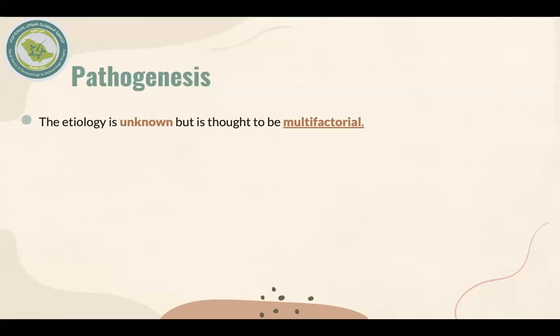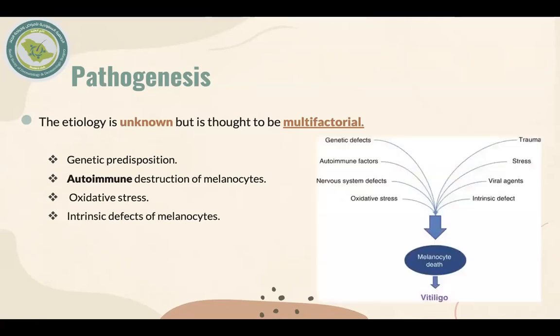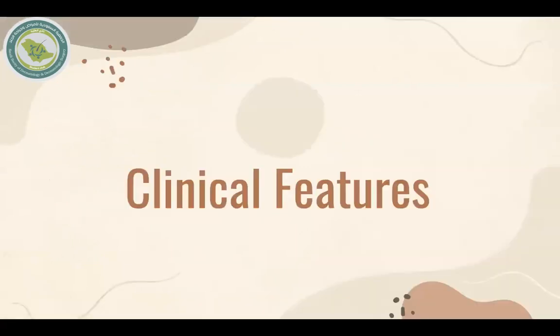The etiology is unknown, but it's thought to be multifactorial. There's a genetic predisposition, or autoimmune destruction of melanocyte, or oxidative stress, or intrinsic defect of melanocyte. All of these factors may lead to melanocyte destruction, which will lead to the appearance of vitiligo.